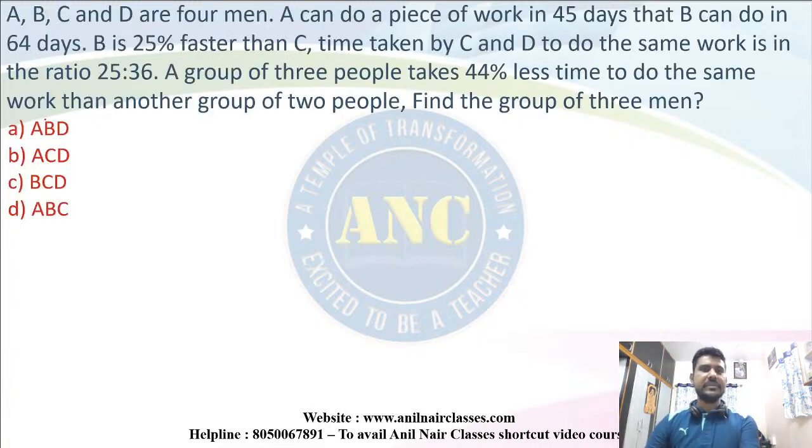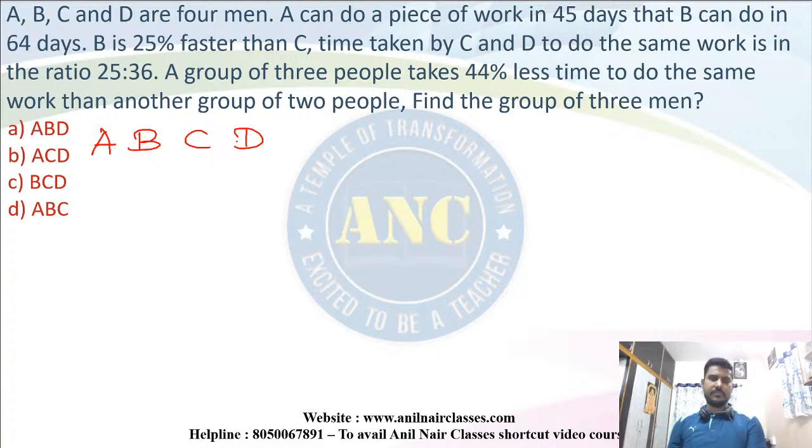Next. A, B, C, D are four men. They are saying that there are four people. A, B, C, D. Let us read that statement. A can do a piece of work in 45 days that B can do in 64 days. The ratio of A and B is given in the question as 45:64.